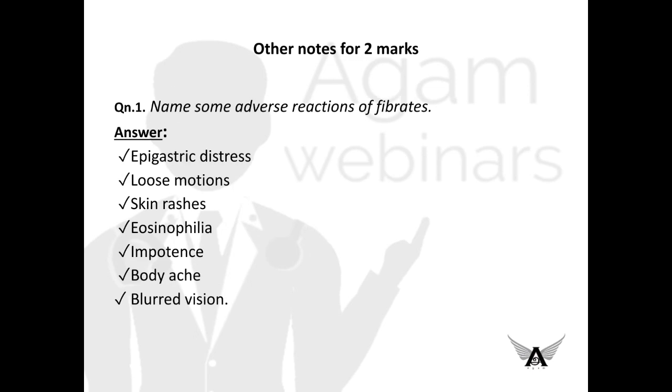We have completed the two important categories in this classification. Just remember, statins and nicotinic acid you should cover in this topic. There are two more questions asked in this topic. Name some adverse reactions of fibrates: epigastric distress, loose motions, eosinophilia, skin rashes, impotence, blurred vision, body ache.